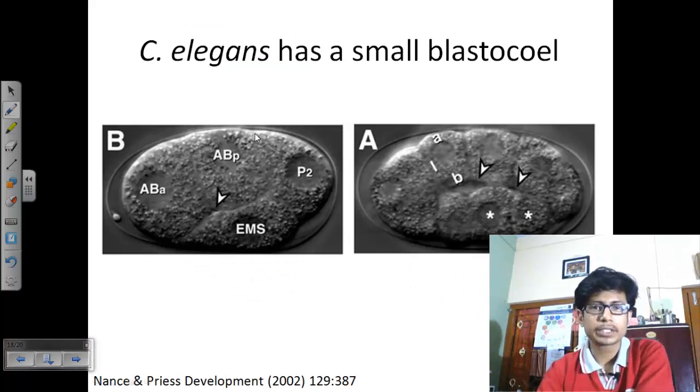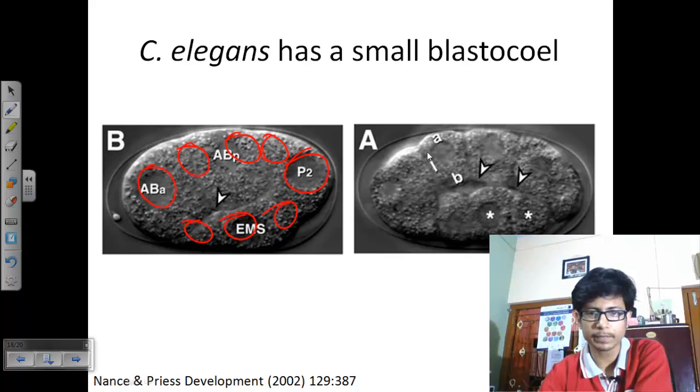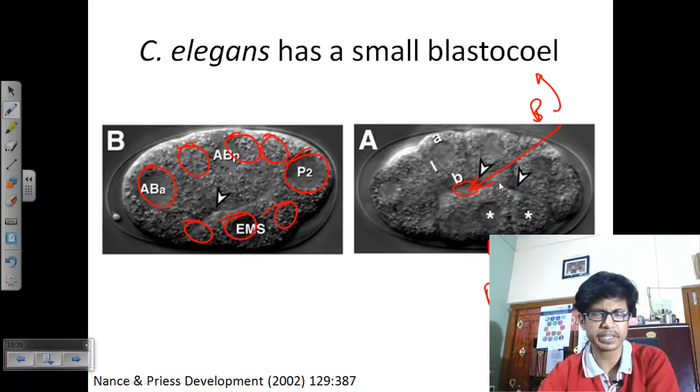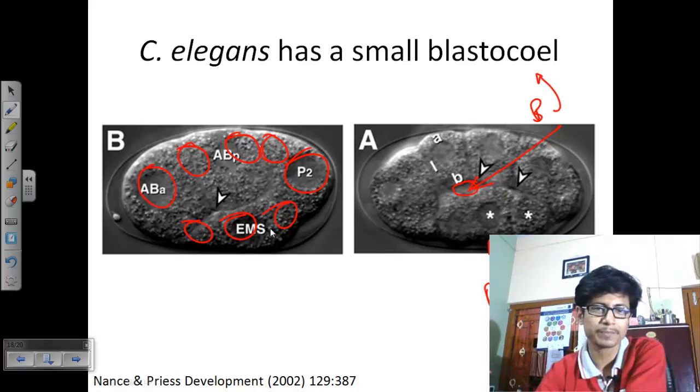Now, during the end of blastula, what we know is that the cells produced here in C. elegans surround and develop a small fluid-filled cavity inside, which we call the blastocoel. But the blastocoel here is very, very small, because the rest of the cellular region, which are called blastomeres, the cells of the blastula phase, are pretty large here. The blastocoel is very small. So that's how it's formed there.